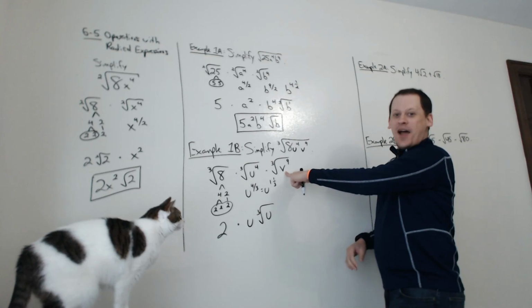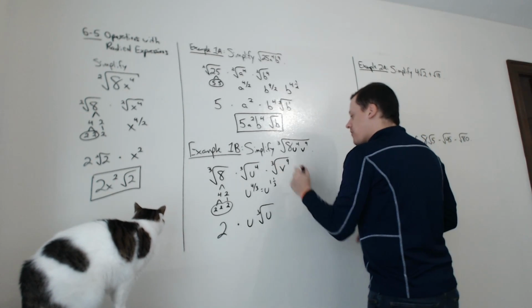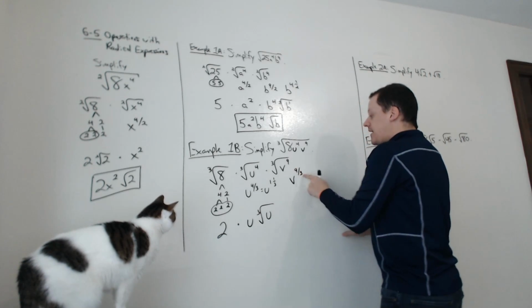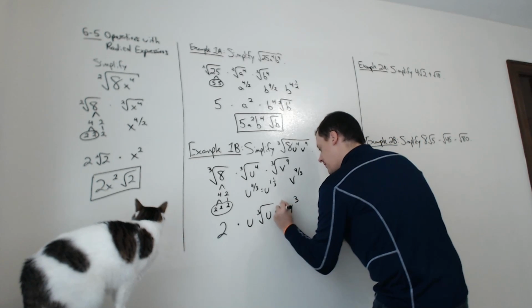Okay, so now we can deal with our v's. This is going to be v to the 9 over 3 power. 9 over 3, that's just 3. So this is v to the 3rd power.